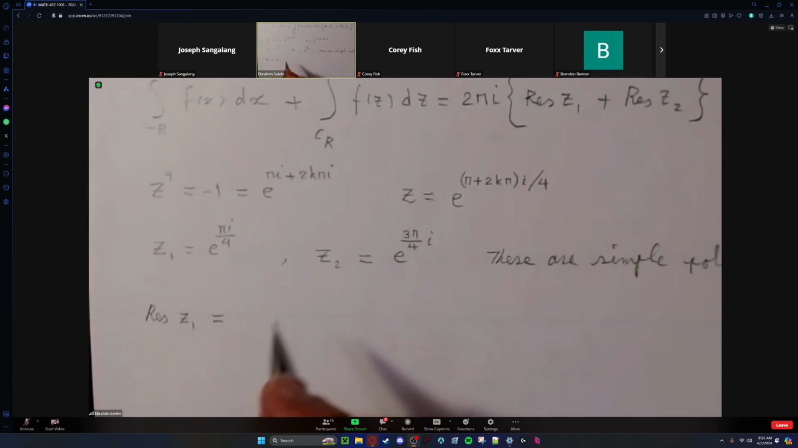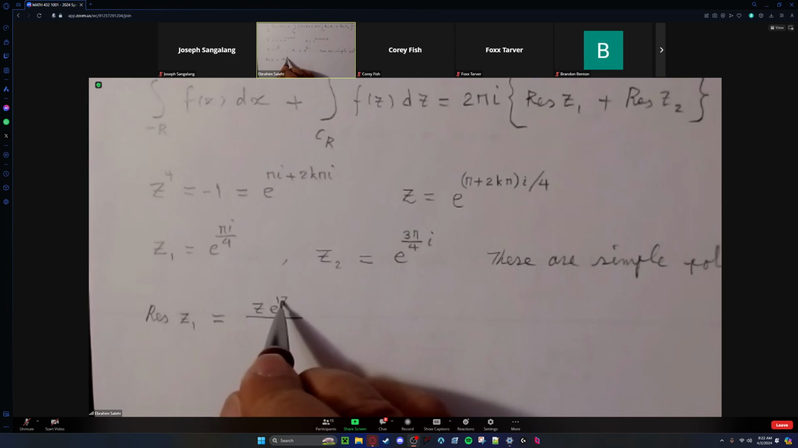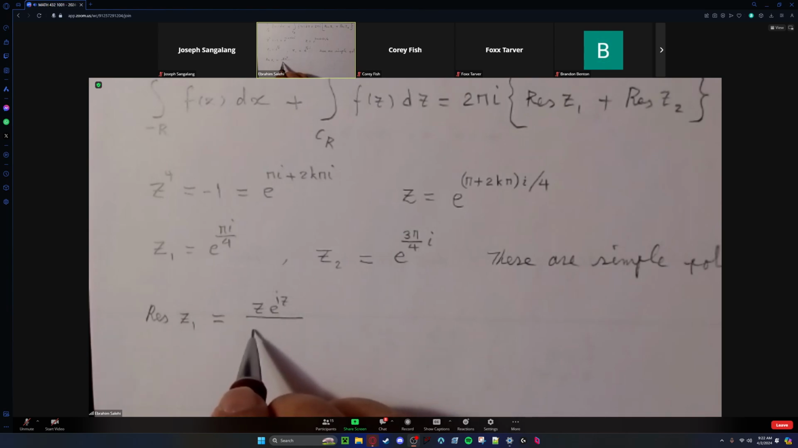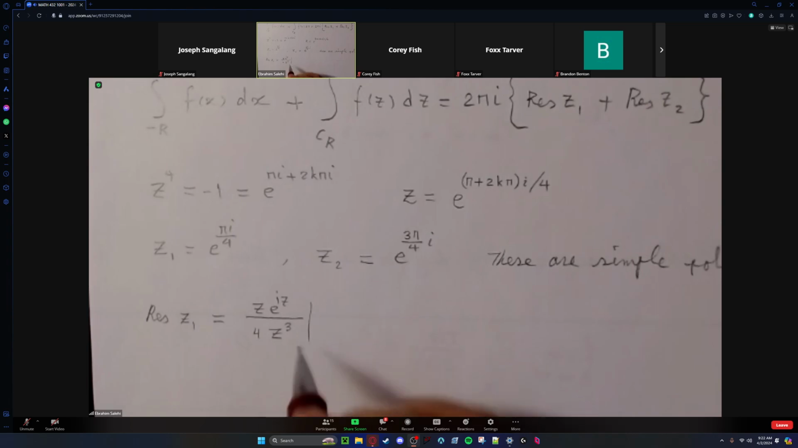It's numerator divided by derivative of denominator. All right, here is numerator. Derivative of denominator is 4z cubed. Well, one of the z's cancels. Then you replace z by z1.